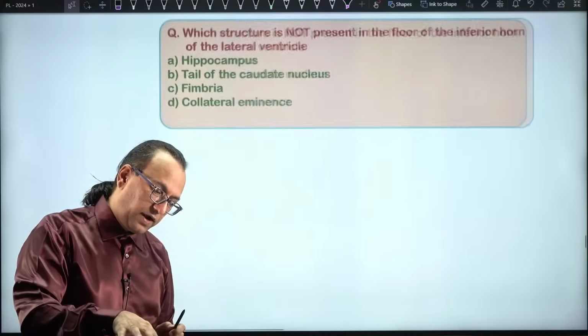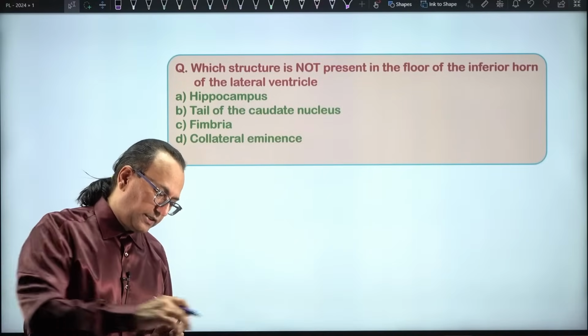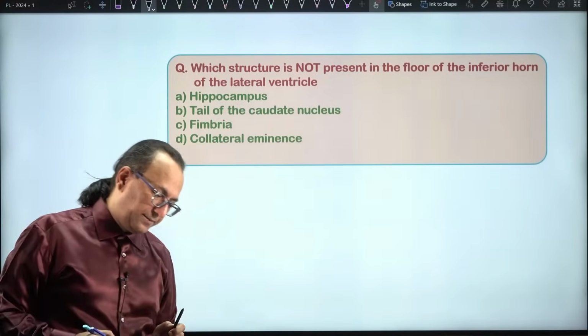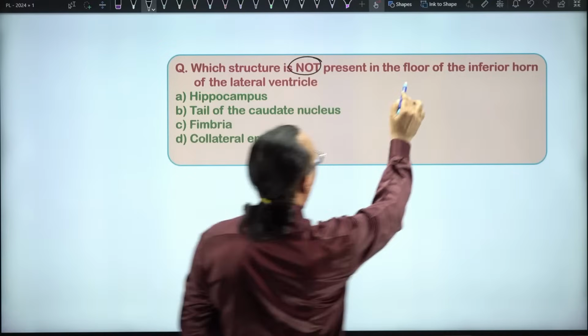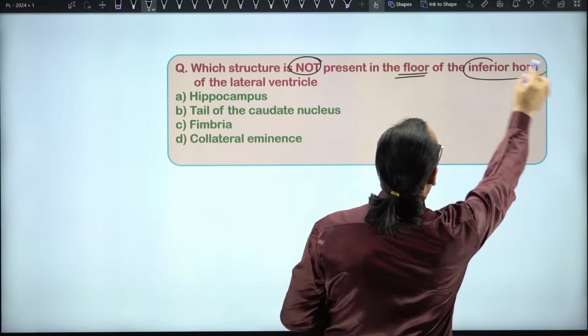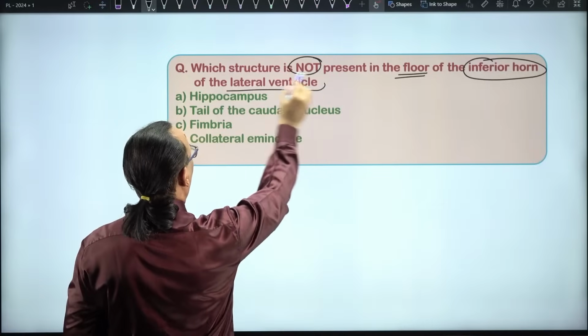Now, as we look at this one, this question is asking us about the structure which is not present in the floor of the inferior horn of the lateral ventricle.